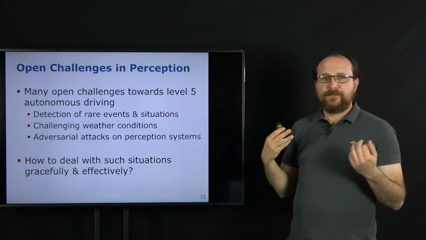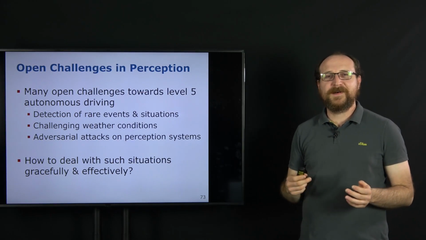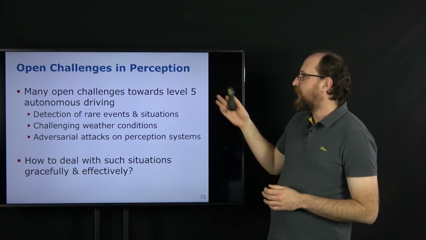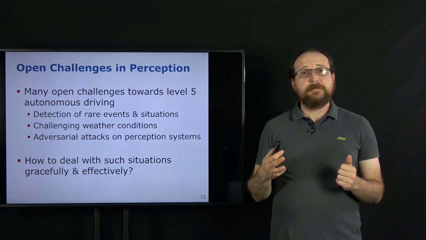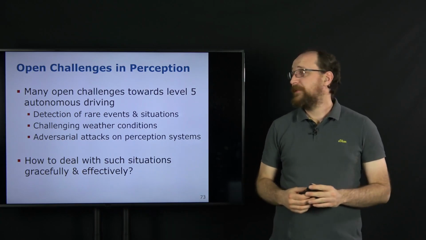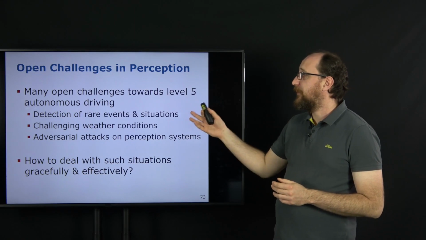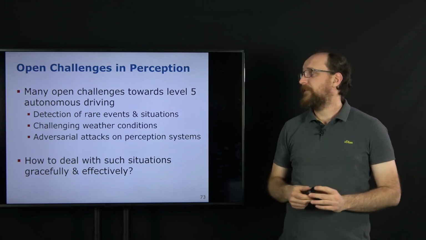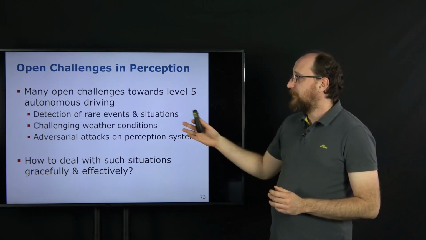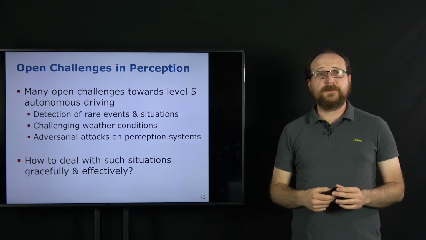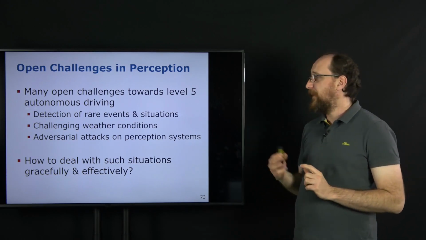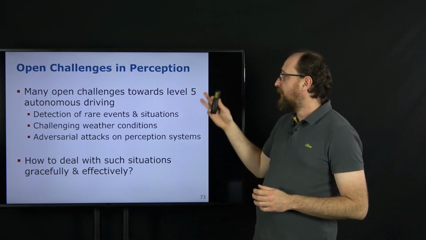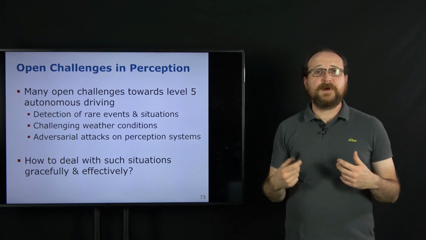With this, I'm almost at the end of this lecture. So some open challenges in perception, especially for reaching level 5 autonomous driving, that means no human is involved at all times, are of course the detection of rare events and situations, such that the car can react accordingly and gracefully in those cases. But also the integration, because now we are mainly seeing data sets with very sunny or very good weather conditions, but what happens when the weather condition changes? And this is basically the goal also of level 5 driving, that it can drive in any situation.